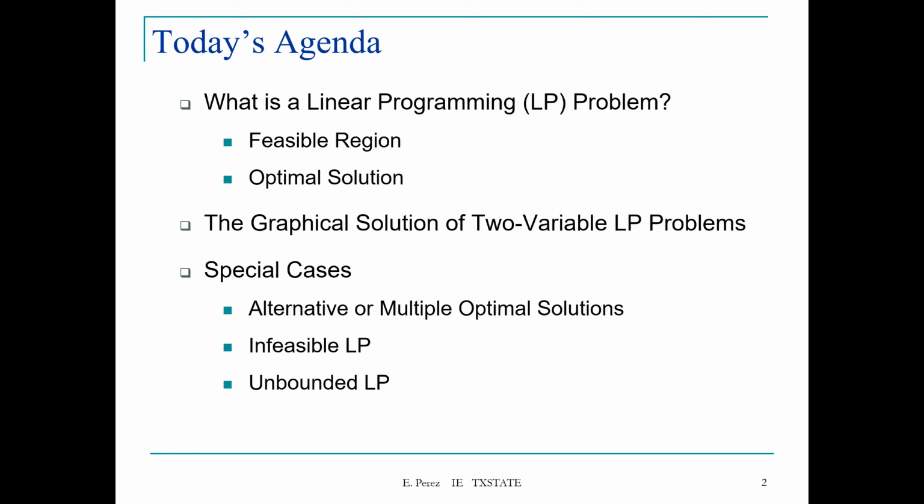So using this graphical solution method, how can we identify alternative or multiple optimal solutions? How can we identify when a problem is infeasible? And how can we identify when a problem is unbounded?